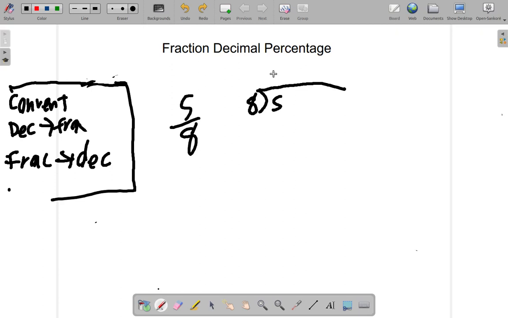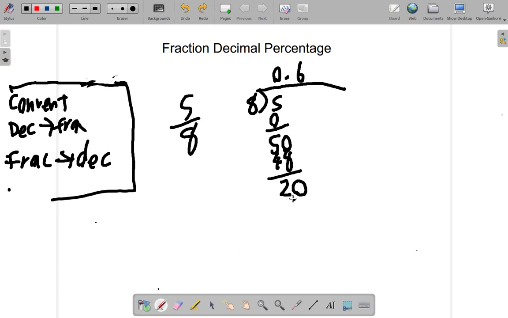8 into 5, you can't, so 0. 5 minus 0 is 5. Divide by 10, in other words, add a 0. 8 into 50: 8 times 6 is 48. 6 times 8 is 48. 50 minus 48 is 2. You divide by 10, in other words, add a 0 here.